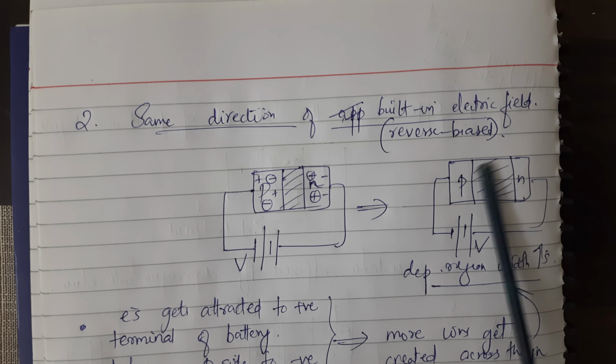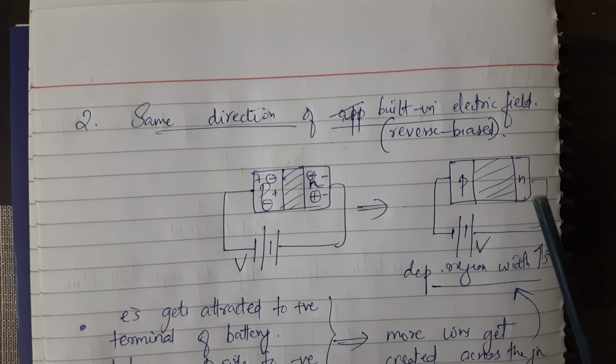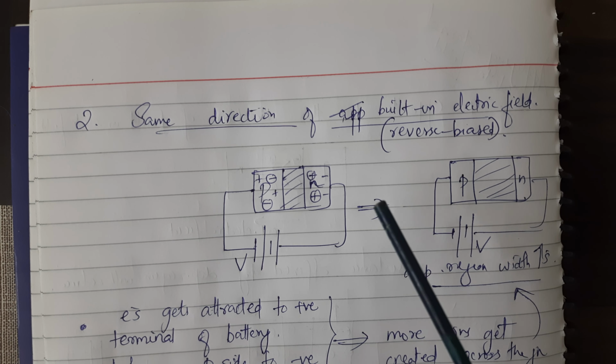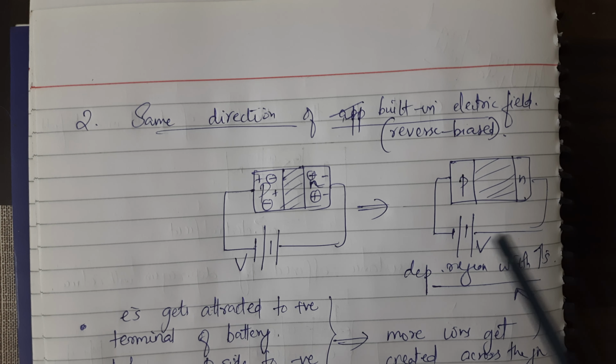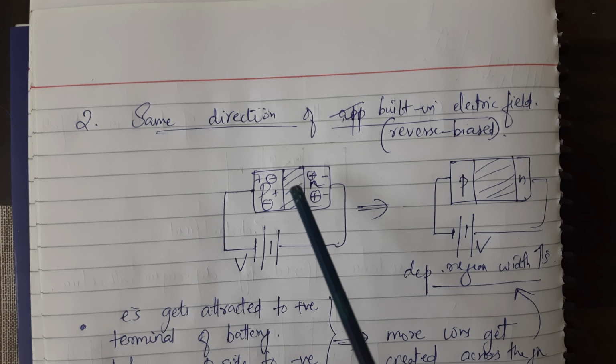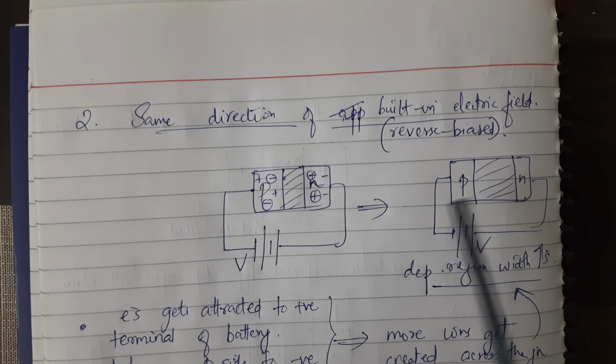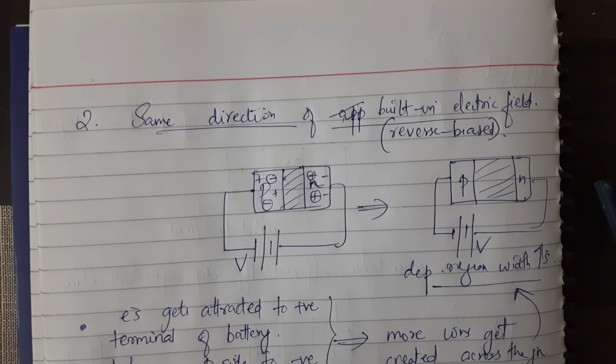So when more voltage is applied, this depletion region will increase, its width also increases, and the electrons get attracted to the positive terminal of the battery, the holes on the p side to the negative terminal of the battery, and this implies that more ions will get created across the junction. We will be getting more ions here. So in reverse bias, there won't be any flow of current due to the majority carriers, but due to the built-in electric field, the minority carriers cross the junction, which we have already discussed. Due to the built-in electric field, there will always be a flow of minority carriers.